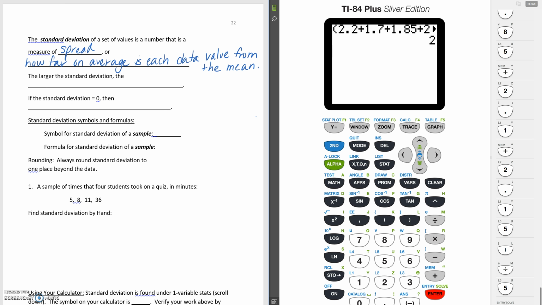So the larger the standard deviation is, the more spread out the values are. Now, if you had a standard deviation of 0, then all the data values in your set are exactly the same. That means there's no spread.